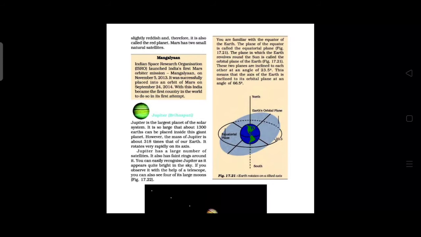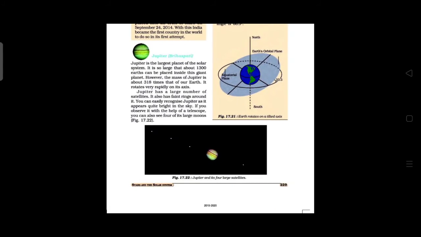Then Jupiter has a large number of satellites. It has a faint ring around it, okay? It has one ring around it. See the picture, Jupiter, figure 17.22. It has what? A faint ring around it. Then you can easily recognize Jupiter. It is quite bright in the sky. So if we observe with the help of a telescope, it is easily identified.